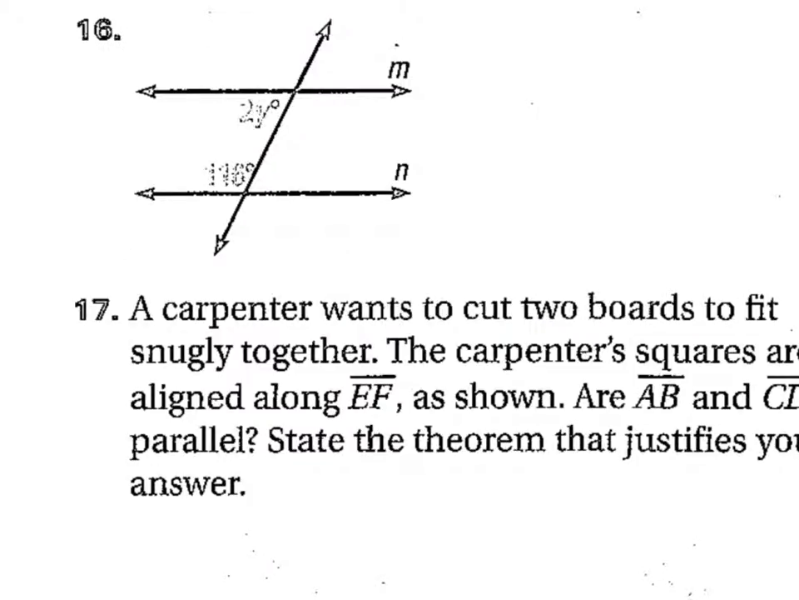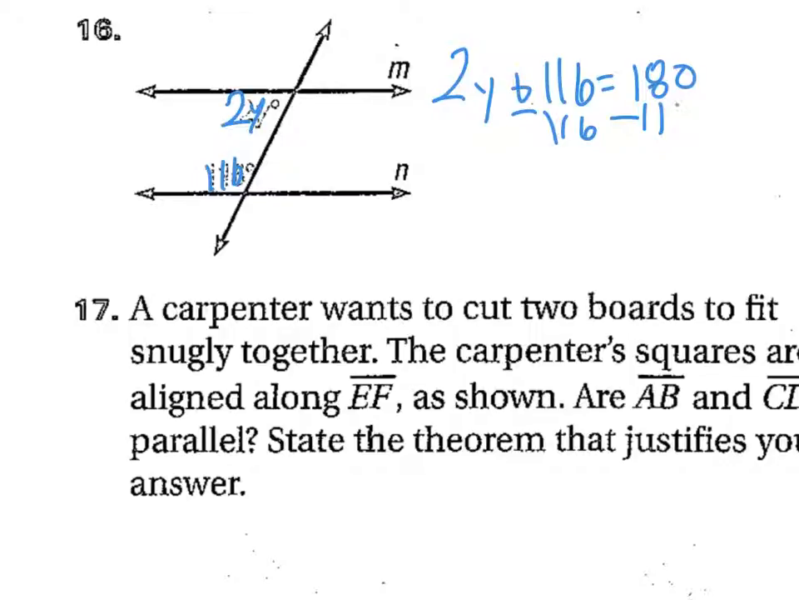Number 16, these are same side interior angles because they're both on the same side of the transversal and they're both on the inside. So you don't set these two equal to each other. It's the only one that you don't, because they're not equal. But they do add up to 180 degrees. So what you do is you say 2y plus 116 equals 180. So now we subtract to solve.